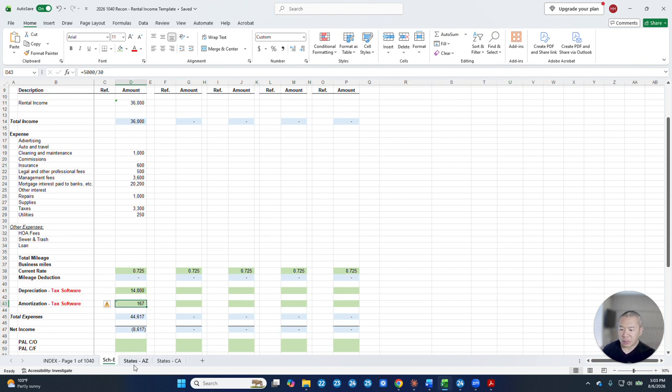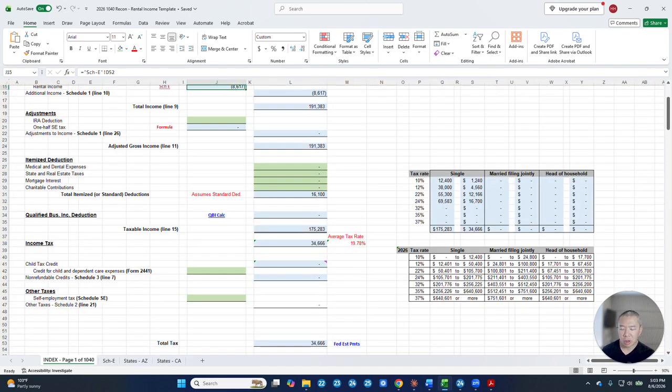I'm not going to go over the states just because depreciation for each state is going to be different, and I'm just focusing on helping people understand the rental income aspect of this.